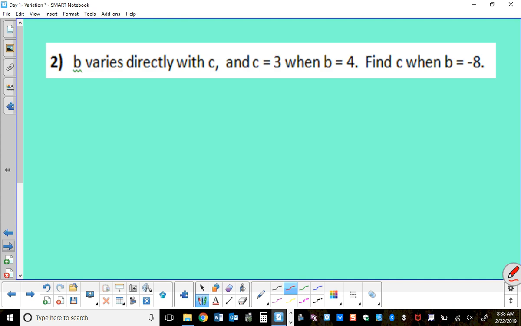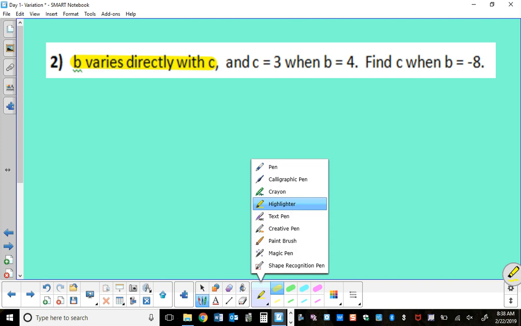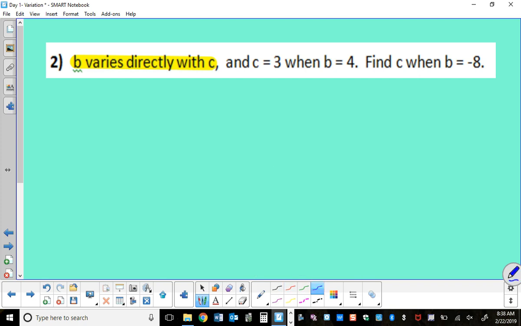Okay? Let's look at number 2. On number 2, my first part of my sentence says, B varies directly with C. So I'm going to start with y equals. What letter does it give me? B. So B varies, that's the equal sign. What comes after the equal sign? K. K always comes first after your equal sign. So it says B varies directly, because it's directly, I'm going to multiply with C. So we have B equals K times C. Does that part make sense?